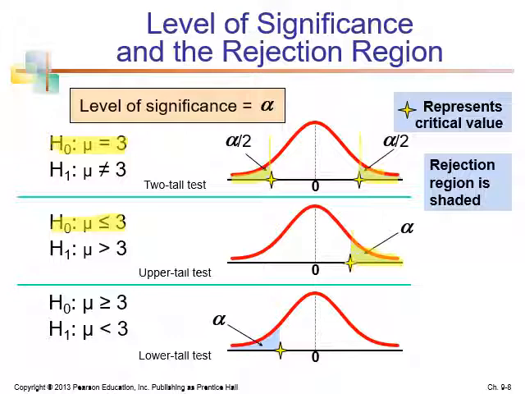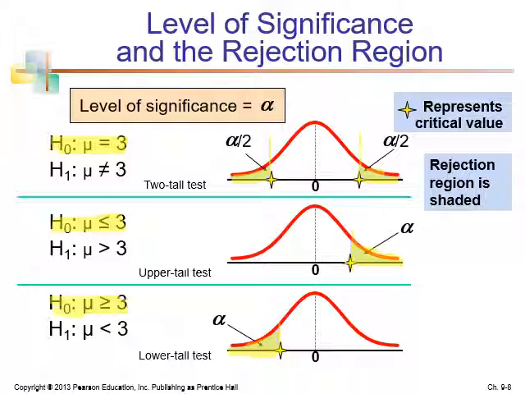And the third one is whether mu is greater than or equal to 3. In that case, the rejection region will be mu less than 3. And we are looking at the lower tail test. So again, this is a one-tail test. And the tail test gives us the area.